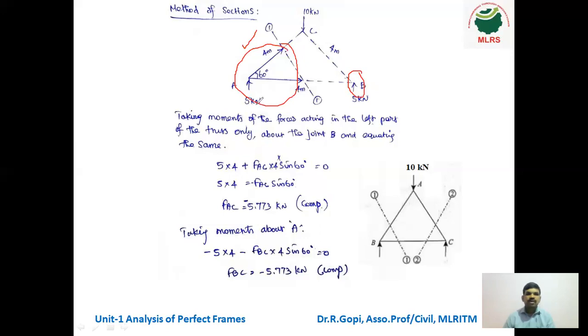What forces are acting? Here you can see 5 kilonewton acting. What is the perpendicular distance? 4 meter. So 5 into 4. This is clockwise direction, so I put plus. Previously in method of joints, I took clockwise direction as minus.